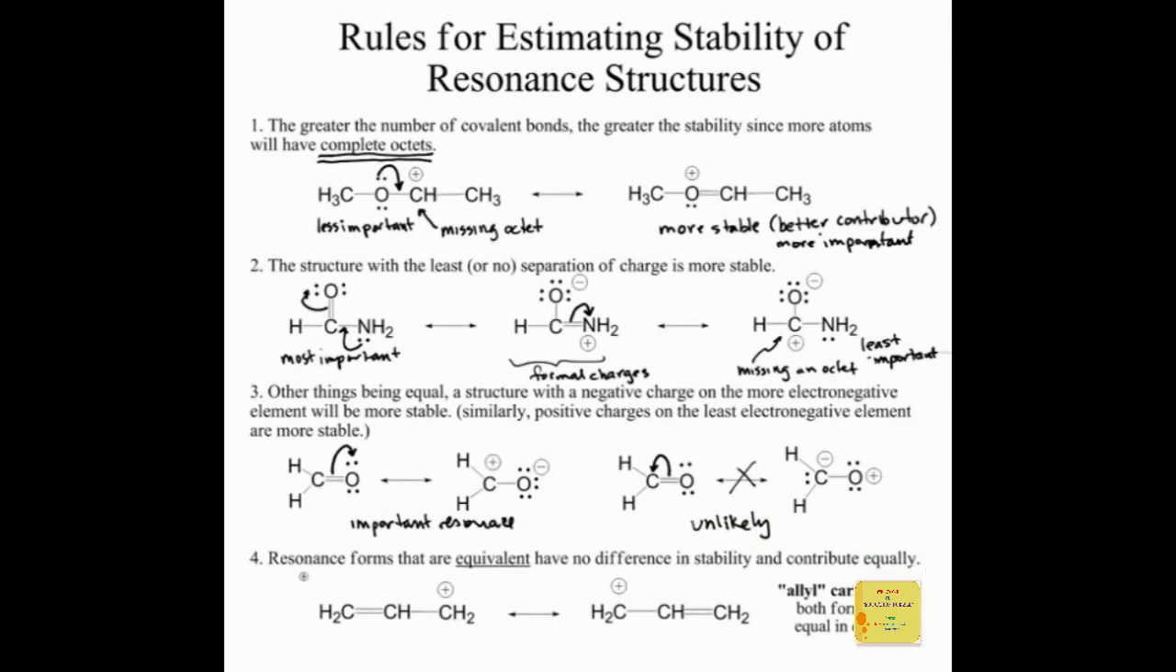And then finally, resonance forms that are equivalent have no difference in stability and contribute equally. So sometimes we might compare two resonance forms and not find any significant difference in their structure. For example, this is known as the allyl carbocation, and they both have one double bond and one carbon missing an octet. Because they have equal features of stability, they're going to be equal in energy and therefore contribute equally to the resonance hybrid.